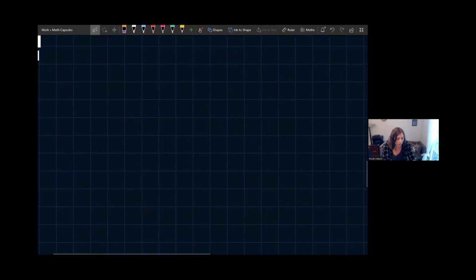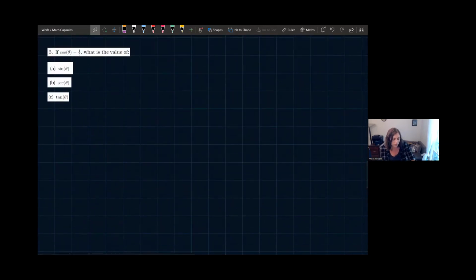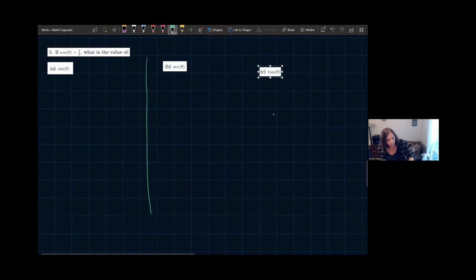So in number 3, they don't give you a triangle, but they tell you that for this particular angle, cosine is equal to 1 over 5. And then based on that, how can we find some other values? Sine, secant, and tan. So I'll do these side by side. And I'll show you 2 ways to do it. First way would be to use that triangle that we were just talking about.